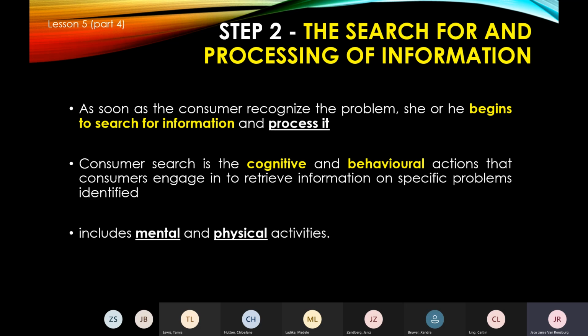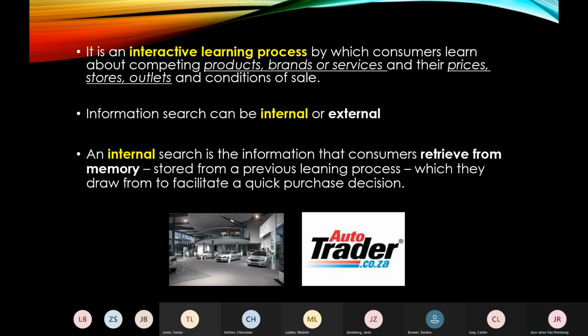As soon as the consumer now recognizes that, right, we have a problem, our engine is blown, they begin to search, the search process, to find as much information as they can. They will do it cognitively, and that will result in acting on the information that they have to make a decision. In the case of our friend who needs to replace his vehicle, it's going to be a rather quick decision because of the emergency. It will both be mental and physical activities that are involved in this, because in our interactive learning process, the consumer learns about the different options that are available, brands and products, and the different prices and the different outlets where you can find them.